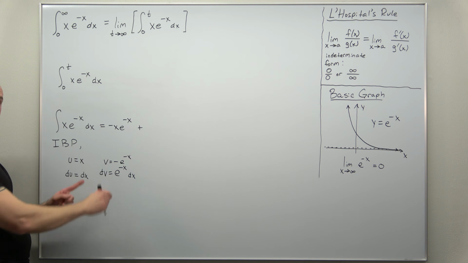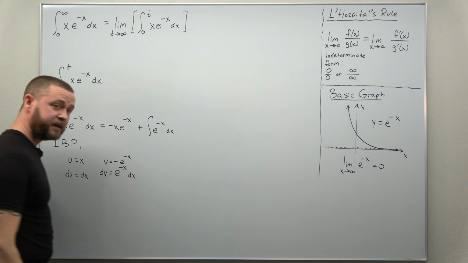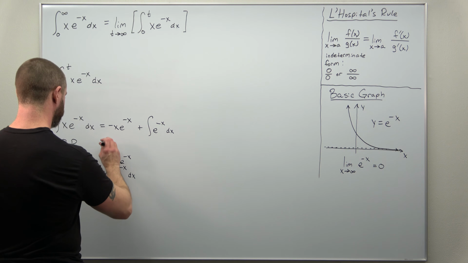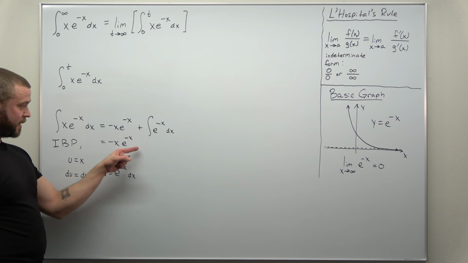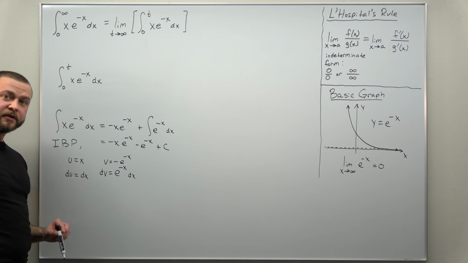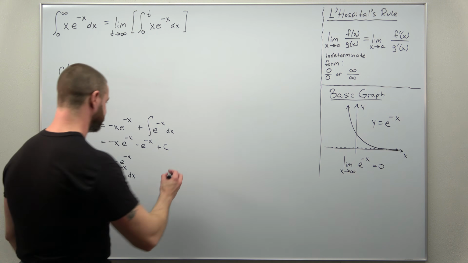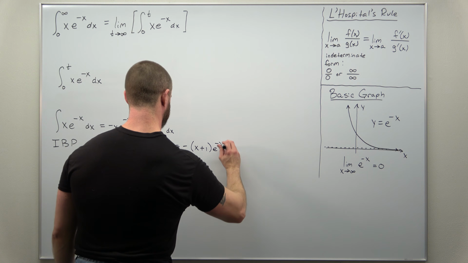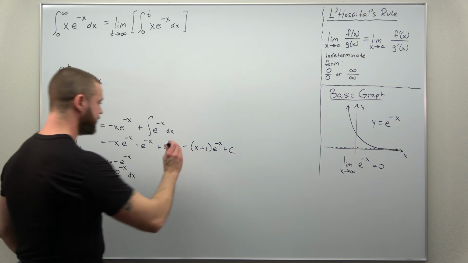Now the integral of v du, the integral of e to the negative x dx. And that integral we actually already calculated here. We just get a negative. So our antiderivative, negative x e to the negative x, we get another minus e to the negative x plus c. All right, just to make some of the work from here a little bit easier, let me go ahead and factor out negative e to the negative x. So I can write my antiderivative like that. All right, so that is your antiderivative.